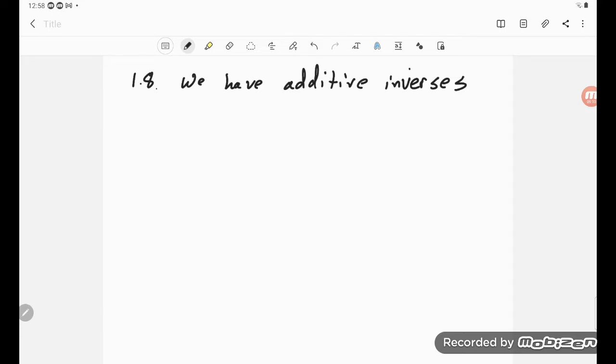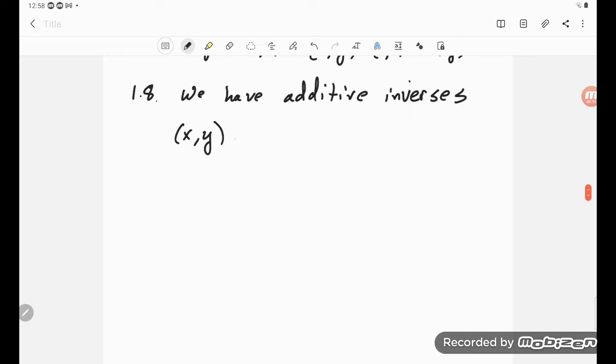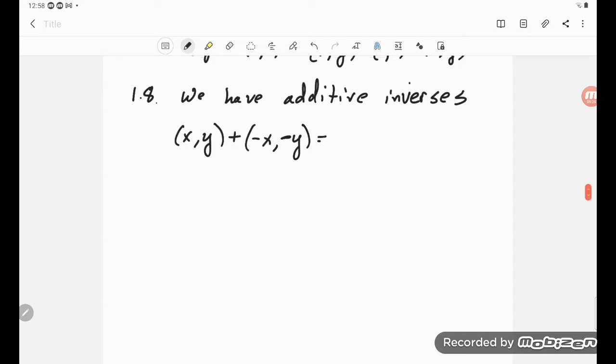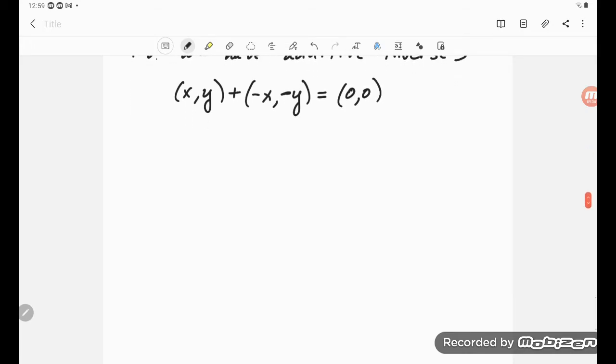And so we have additive inverses, and that is that if we take x and y, the real numbers x, y, and we add to those the real numbers negative x, negative y, we'll get the additive identity element 0, 0.